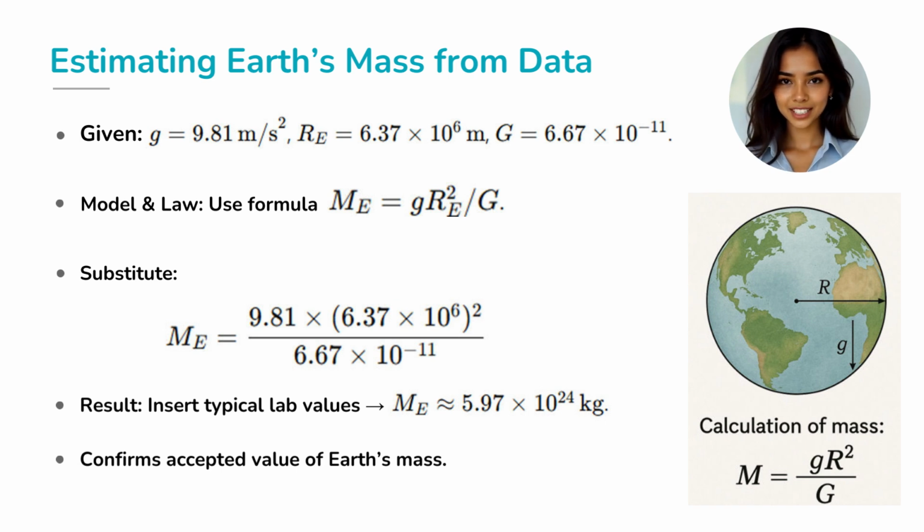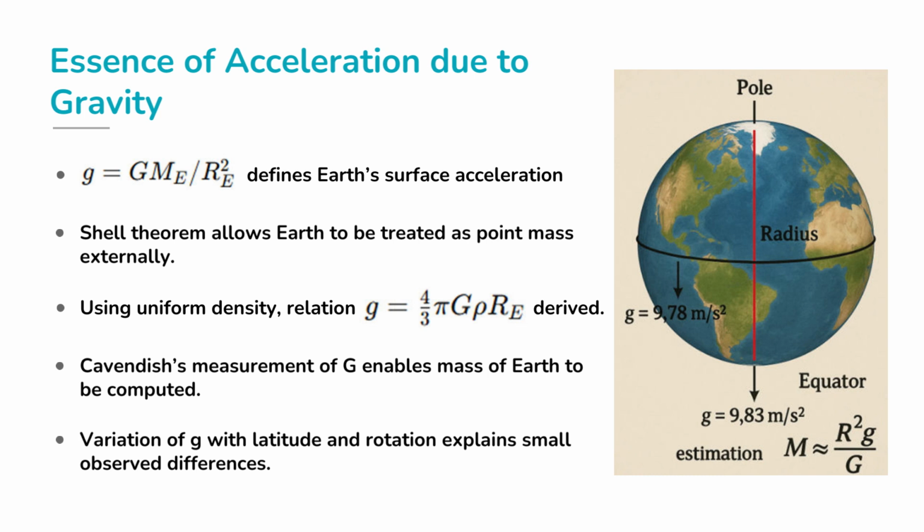Calculate it carefully and the answer is about 5.97 times 10 to the power 24 kilograms. That's exactly the accepted mass of Earth, all derived from a simple falling motion near the surface. Isn't that incredible? So let's wrap this up.